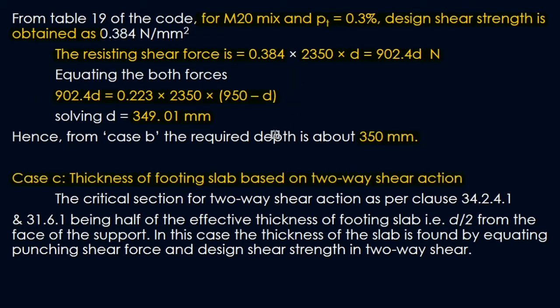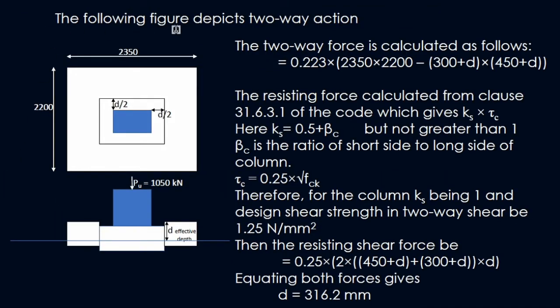In the above case we did one-way action, so now we do two-way action. The critical section for two-way shear action, as per clauses 34.2.4.1 and 31.6.1, is at half of the effective thickness of the footing slab, that is d by 2, from the face of the support. In this case the thickness of the slab is found by equating punching shear and design shear. The following figure depicts two-way action. You can see the two-way action here. This is the column size, and this is the other column size. It's d by 2, then d by 2 from this side.